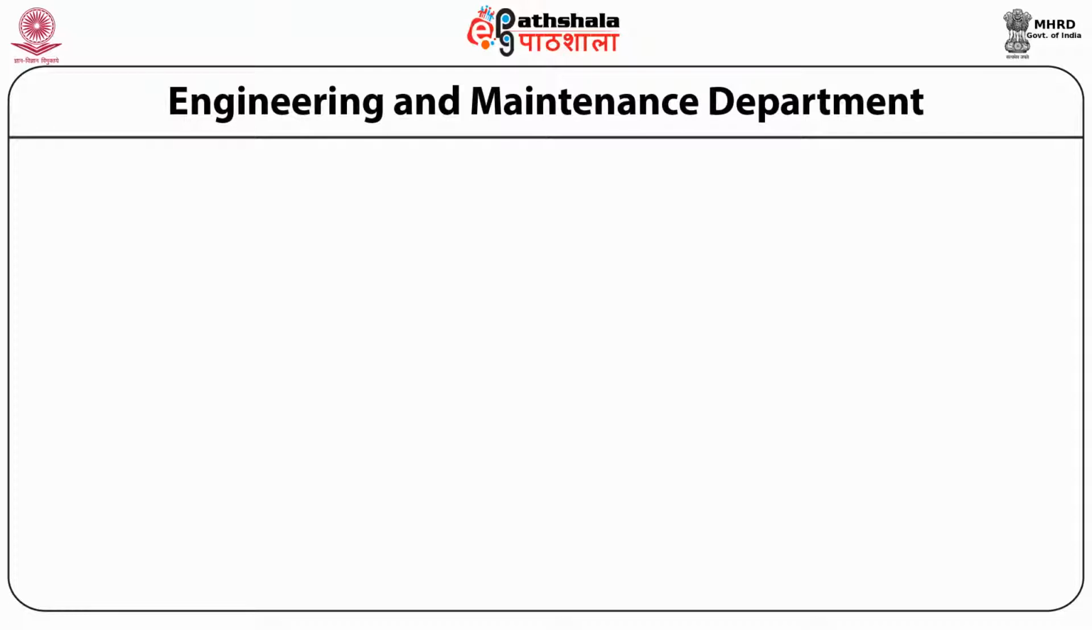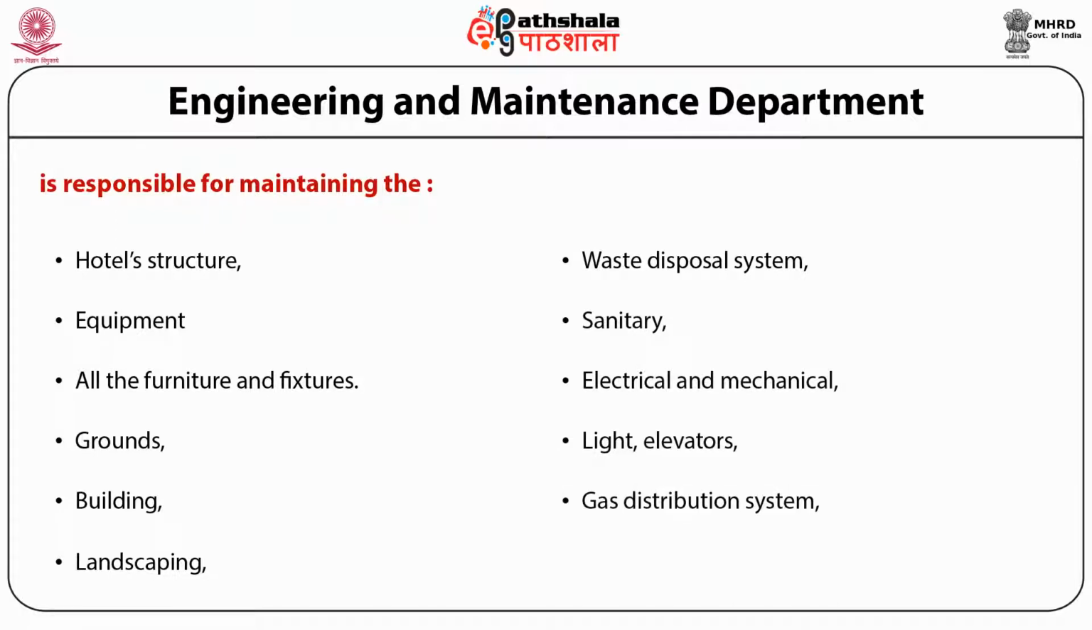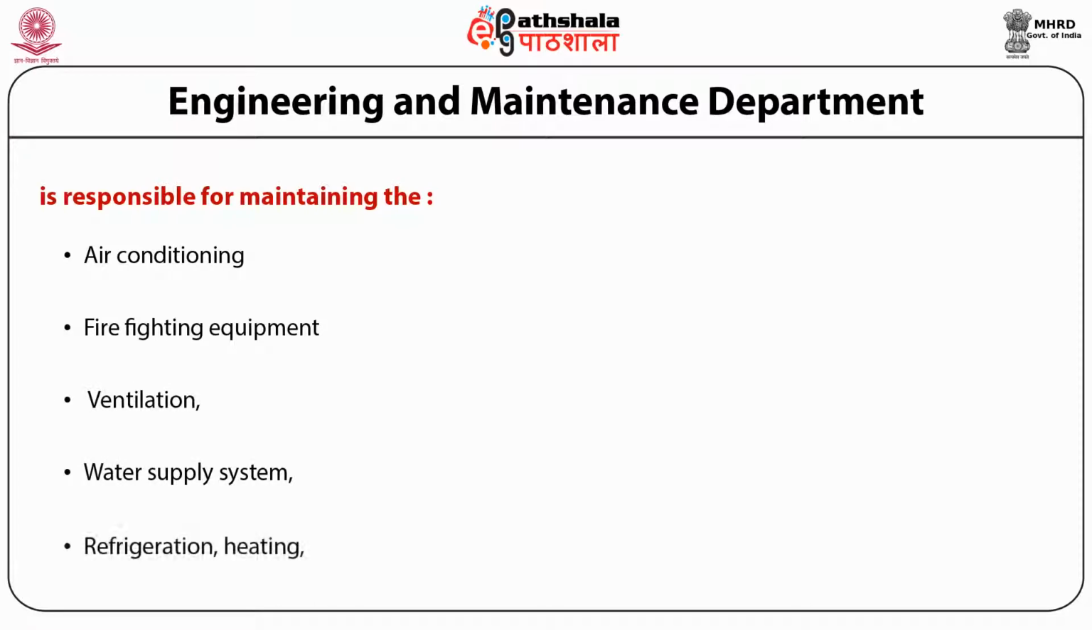The engineering and maintenance department of a hotel is responsible for maintaining the hotel's structure, electrical and mechanical equipment, and all the furniture and fixtures. The maintenance service deals with the maintenance of ground, building, landscaping, waste disposal system, sanitary, gas distribution system, power supply system, fuel supply system, air conditioning, firefighting equipment, ventilation, water supply system, refrigeration, heating, telephone, television, elevators, escalators, and so on. They are the main driving force behind the hotel.